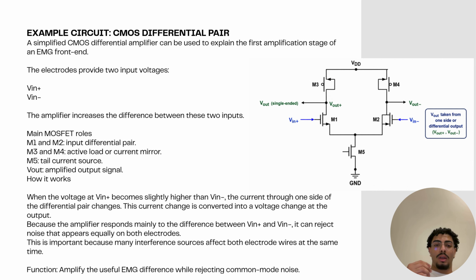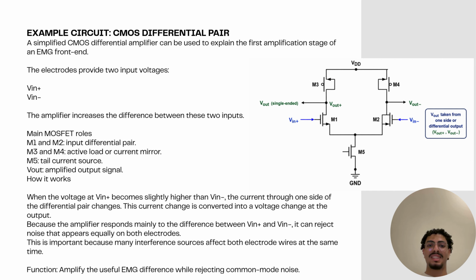So, here we're talking about an example circuit for the CMOS differential amplifier. This can be used to explain the first amplification stage of an EMG front end. The electrodes provide two input voltages, V in positive and V in negative. The purpose of the amplifier is to increase the difference between these two input signals. In this circuit, M1 and M2 form the input differential pair. M3 and M4 act as an active load or a current mirror. M5 acts as the tail current source.